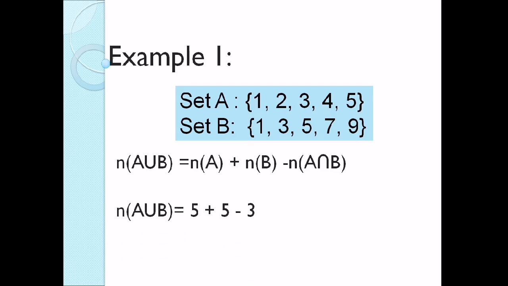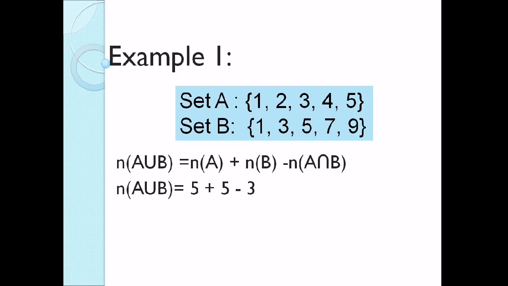We have the number of set A is 5, and set B is also 5, minus their intersection. What do they have in common? 1, 3, and 5, so that is three. Therefore, 5 plus 5 minus 3. The number of A union B is 7. That is how to get the cardinality of sets.